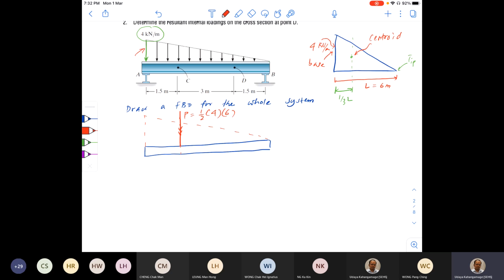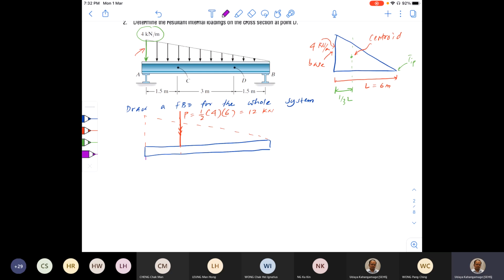So what is the value of that one? Can you quickly do the calculation? 12 kilonewtons. So 12 kilonewtons applied through the centroid is equal to the distributed load, triangular distributed load, right? So that is the external load.